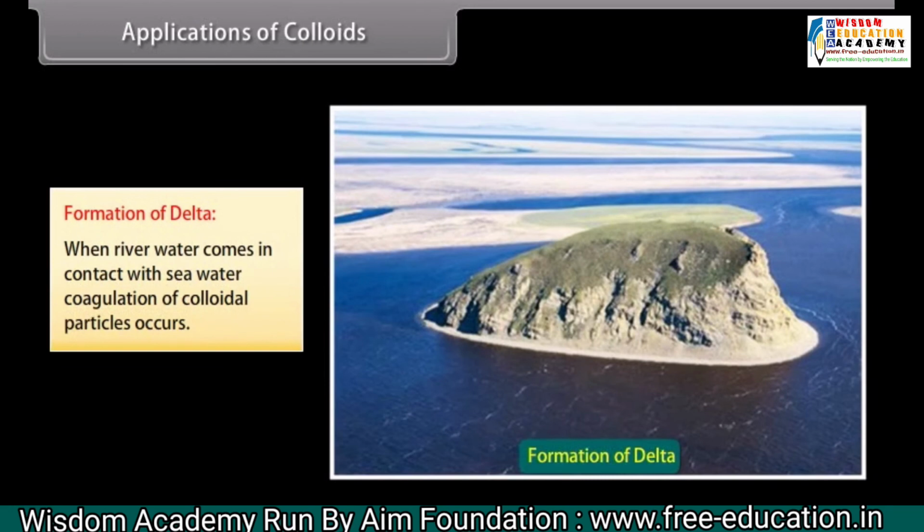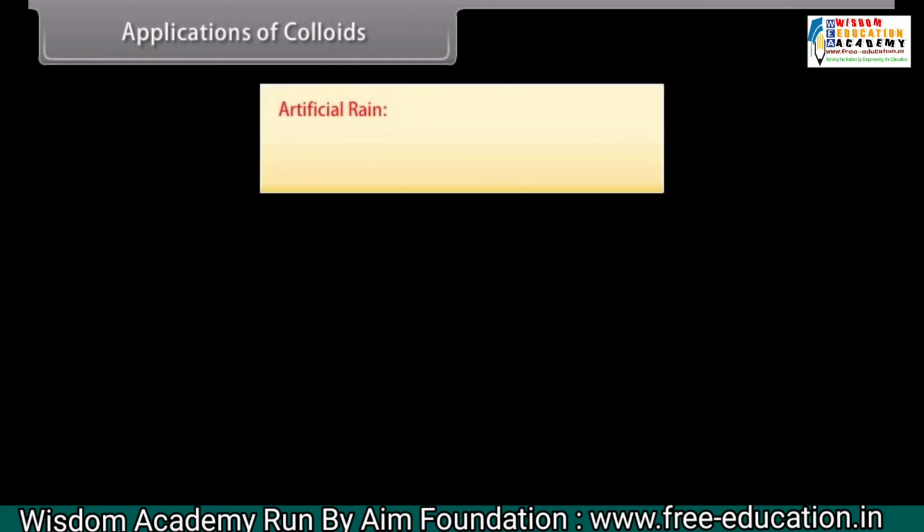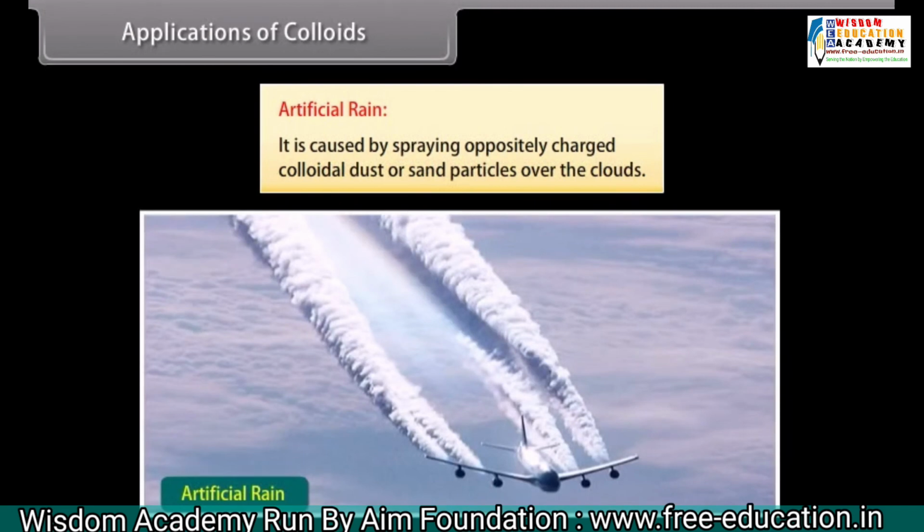When river water comes in contact with seawater, coagulation of colloidal particles occurs. These coagulated clay particles settle down at the point of contact and gradually river bed starts rising. Artificial rain. It is caused by spraying oppositely charged colloidal dust or sand particles over the clouds. The colloidal water particles of the clouds get neutralized and coagulate to bigger water drops which cause artificial rain.